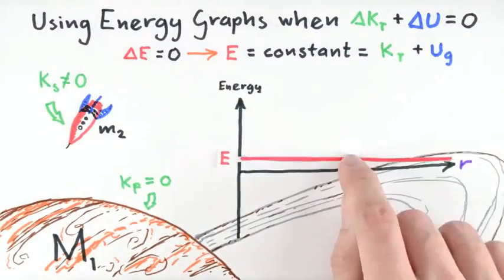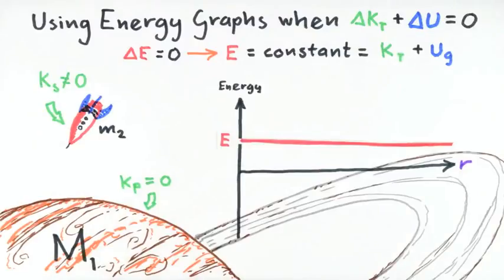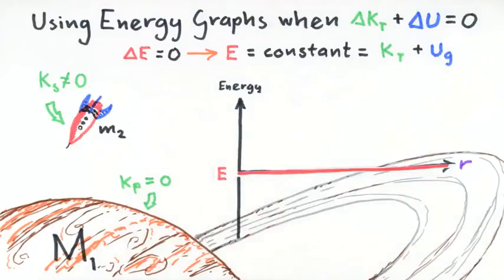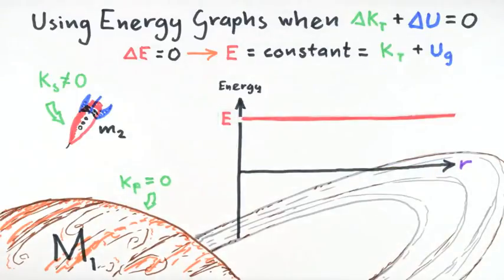We can plot that easily, except here we have to say something about that constant. It can be positive, negative, or zero. Let's consider each of these cases in turn. First, let's say E is a positive constant, and we plot it that way. Now we know the total energy is equal to the sum of the system kinetic energy and the potential energy.